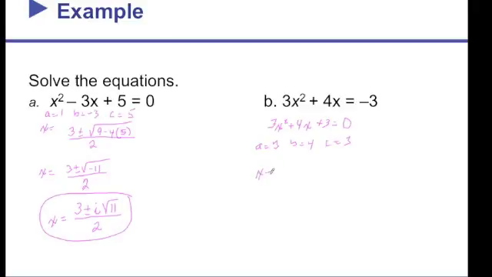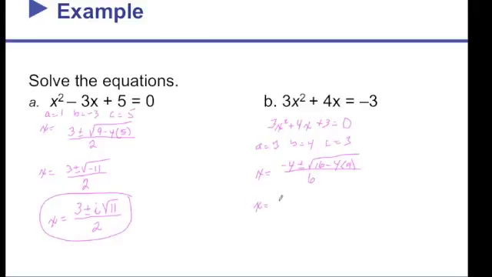So x equals -b, so -4 plus or minus the square root of b squared is 16 minus 4 times a times c. Well, 3 times 3 is 9, all over 2a. 2 times 3 is 6.